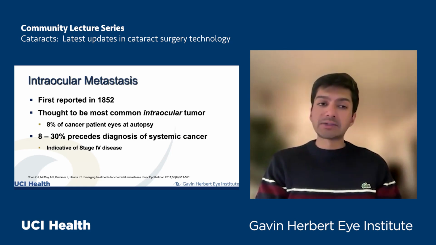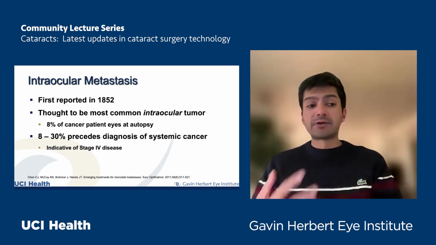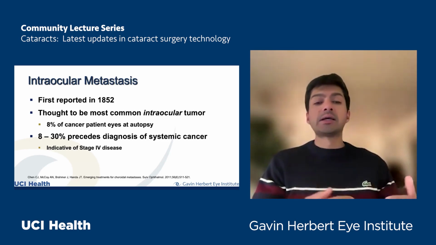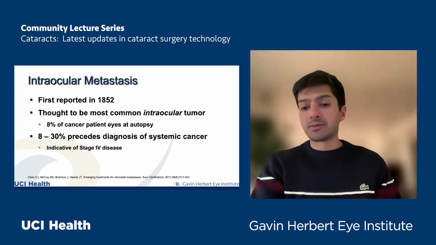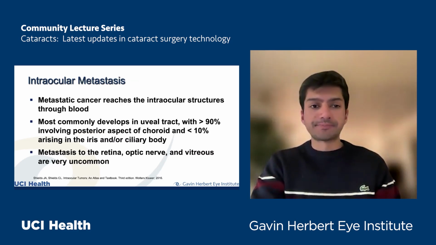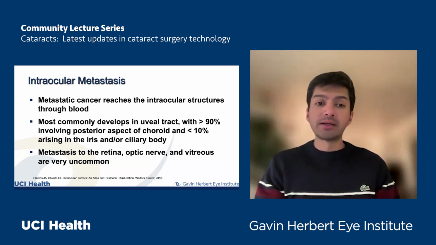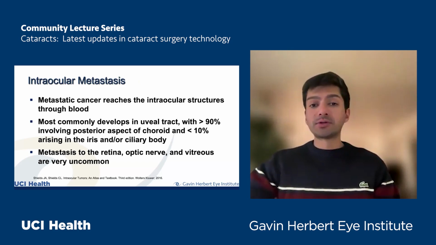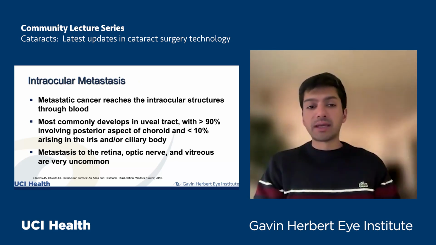There is actually a sizable portion of patients in which it precedes the diagnosis of systemic cancer. I have seen patients in which I found a growth in their eye that looked very suspicious for a metastatic lesion, and they underwent a workup and a CT scan, and it indicated that there was an underlying tumor elsewhere. These lesions reach the intraocular structures through blood. It most commonly develops in the uveal tract, the layer underneath the retina, which I called the choroid, as well as some of the front components of the eye.